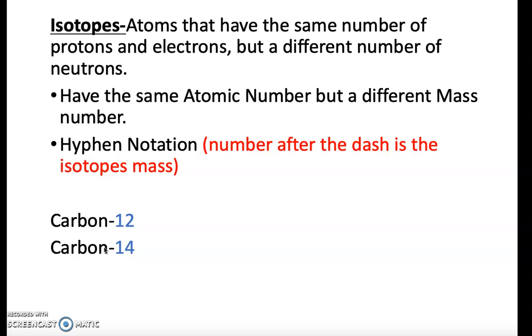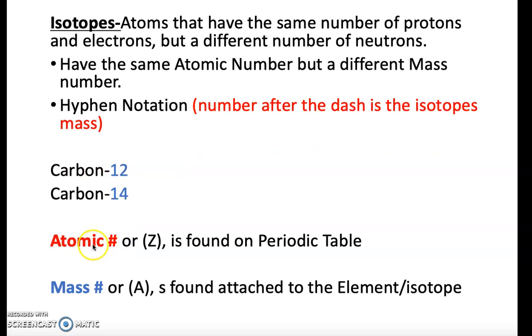Now, they do have the same atomic number, and that's found on the periodic table. So carbon has the atomic number 6, so they both have 6 protons. However, the mass number is different. So they are going to have a different number of neutrons.